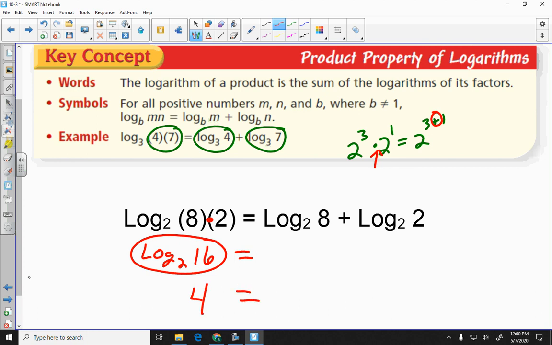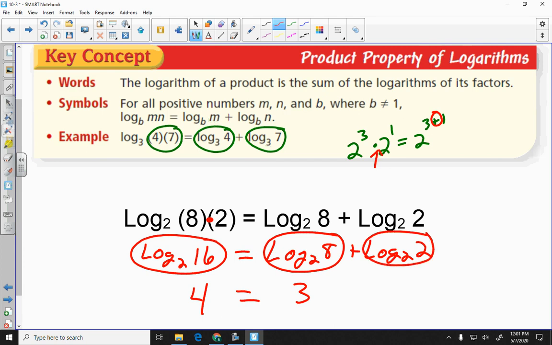Okay, well then, if I have log base 2 of 8, what exponent goes on 2 to make an 8? We know that's a 3. And of course, what exponent goes on a 2 to make a 2? It's just a 1. Now notice that 4 does equal 3 plus 1. And so that's why it works, because we're adding our exponents when the bases are multiplied together. So these are like two bases being multiplied together.